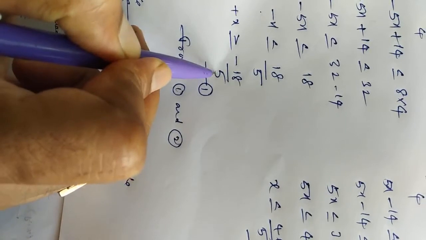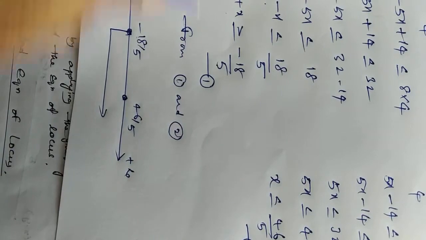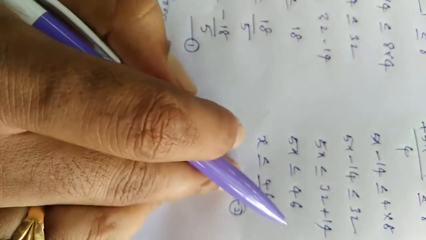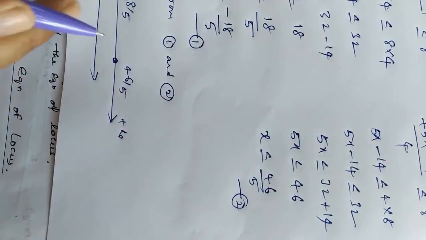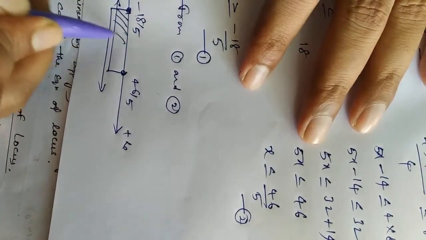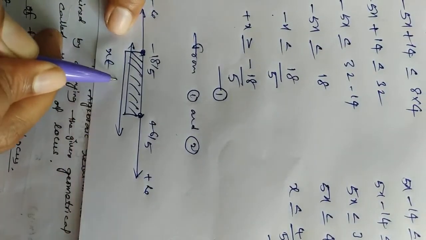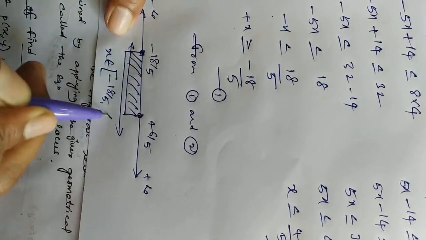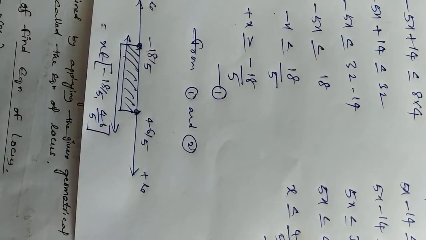From the first result, compared to minus 18 by 5, x values are greater, like this. Compared to 46 by 5, x values are smaller, like this. So this is the solution. X belongs to the closed interval minus 18 by 5 comma 46 by 5. This is the solution for the above question.